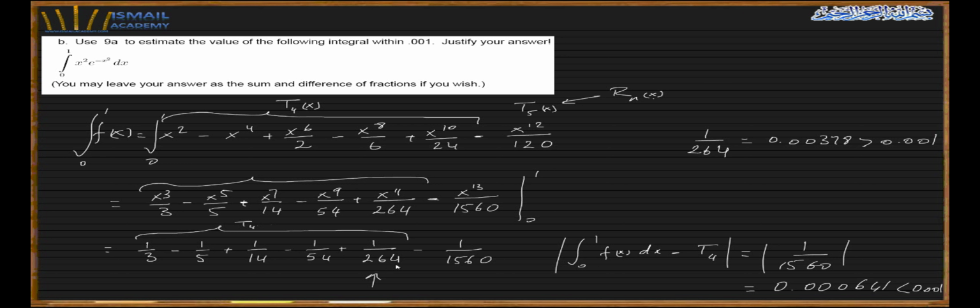So I will not take this one as the remainder, I will take this one as the remainder. That means this will be my answer for this question. So this is going to be my estimation of that integral. So the answer here will be equal to, this is the estimation, 1 over 3 minus 1 over 5 plus 1 over 14 minus 1 over 54 plus 1 over 264. So this is my estimation.